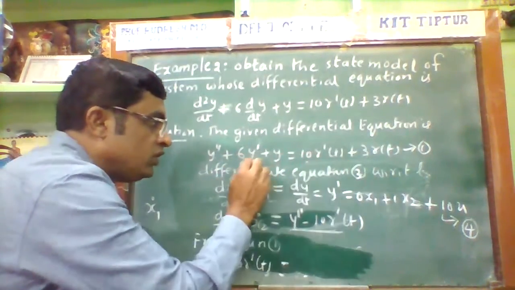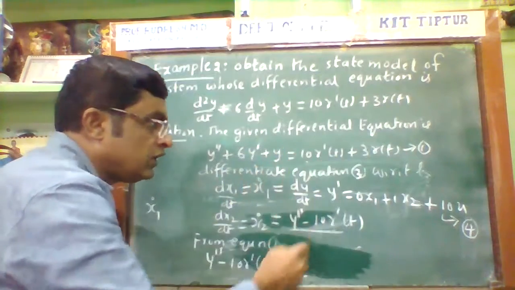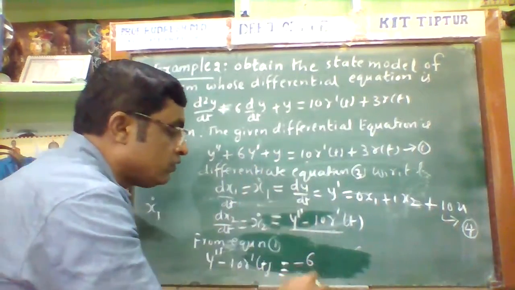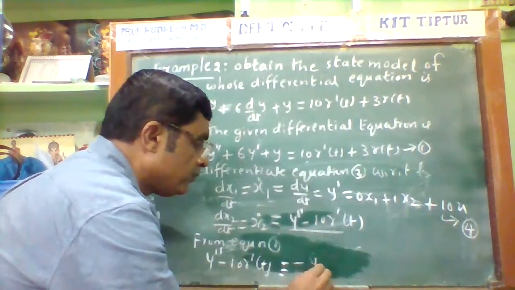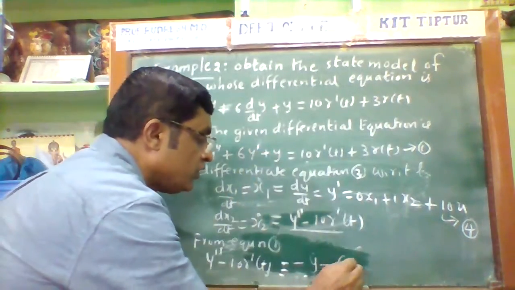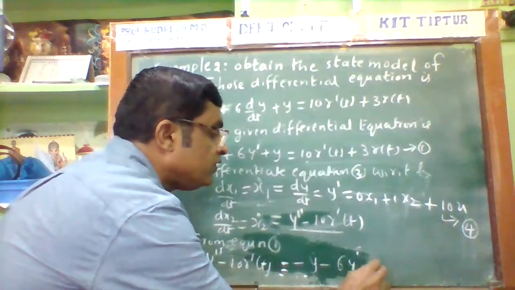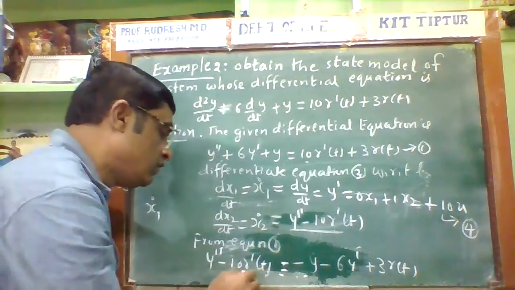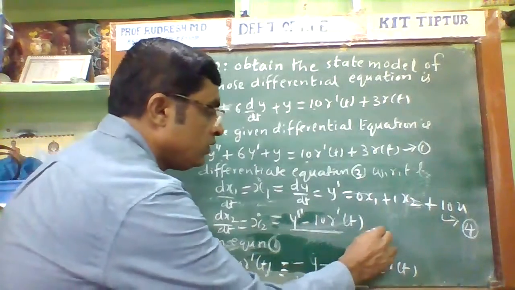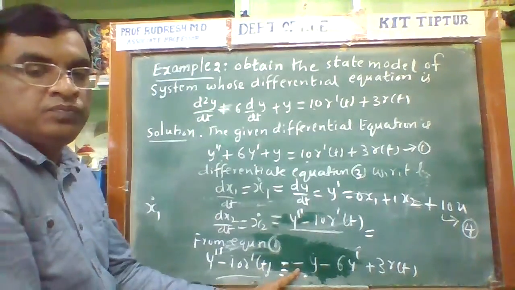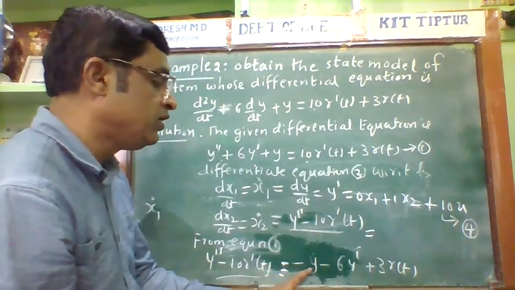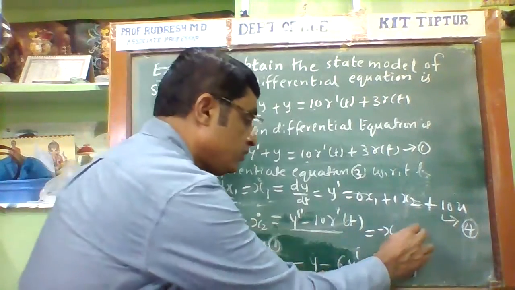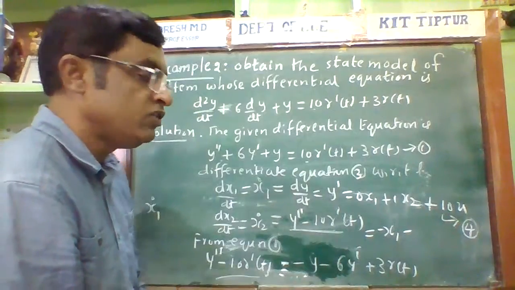Now, if I move this quantity to the right hand side, then y double dash minus 10 r dash of t is equal to minus y minus 6 into y dash plus 3 into r of t. Now this is the value of this. Now what is going to be the value of minus y? Y is equal to x1, and minus 6 into y dash value.